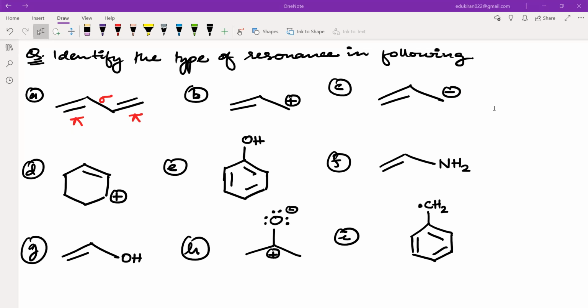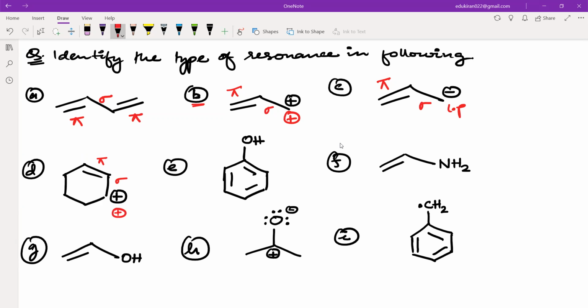Fine. So, Mariam, tell me for the B1, what type of resonance is there? First case: pi sigma and positive, right? Positive. Okay. Hishma, you tell me for the C. It will be pi sigma lone pair, or pi sigma negative, right? Okay. What is the D1? Samaira? Pi sigma positive.